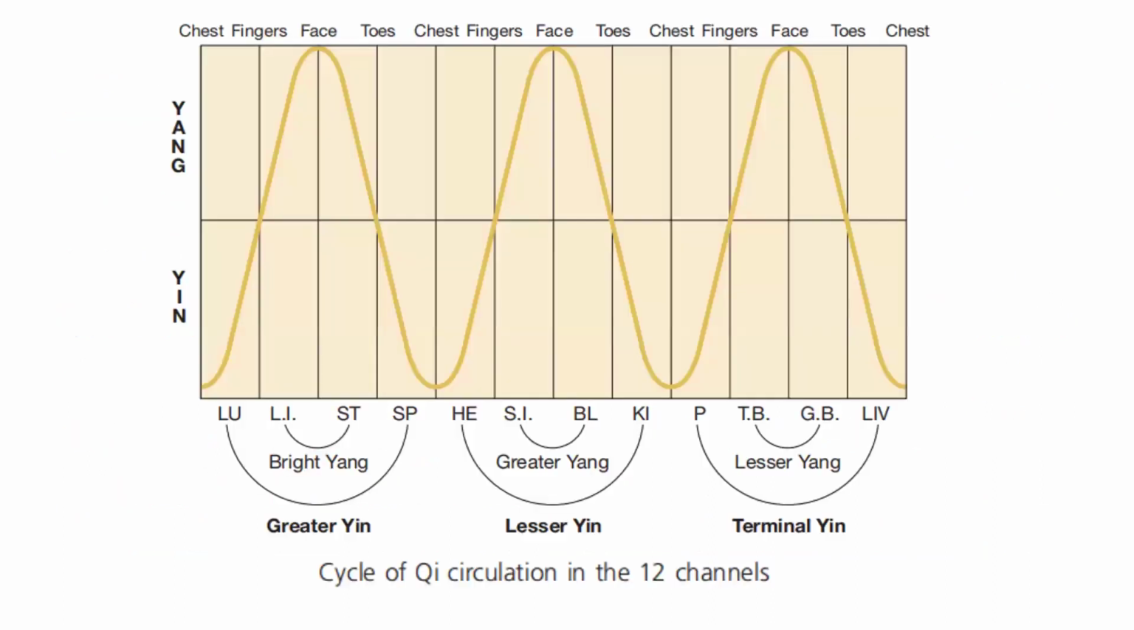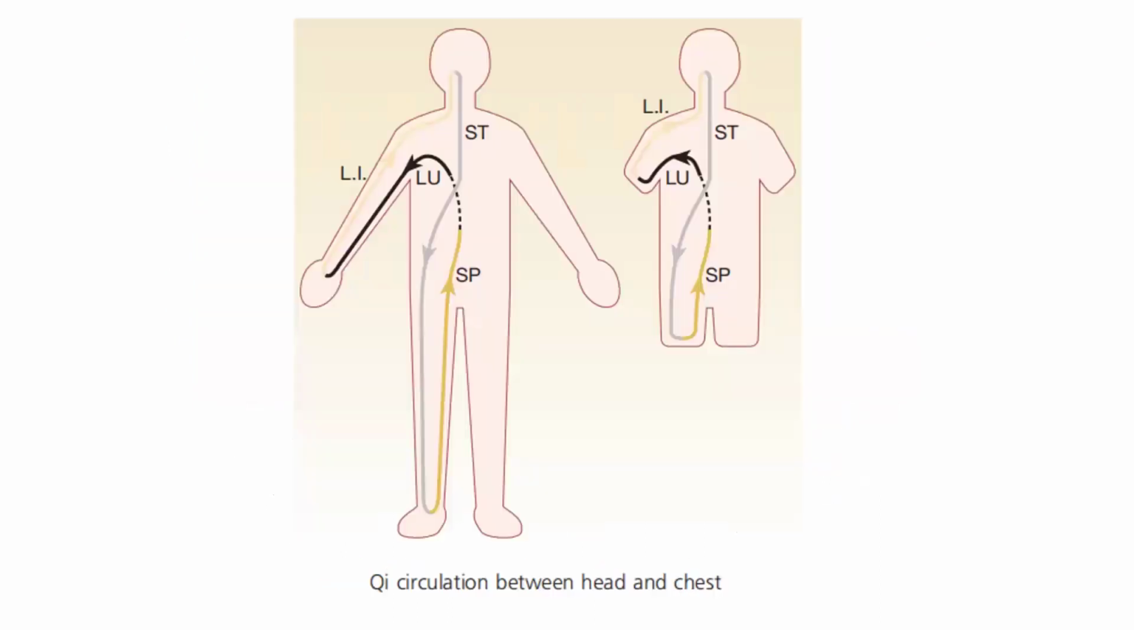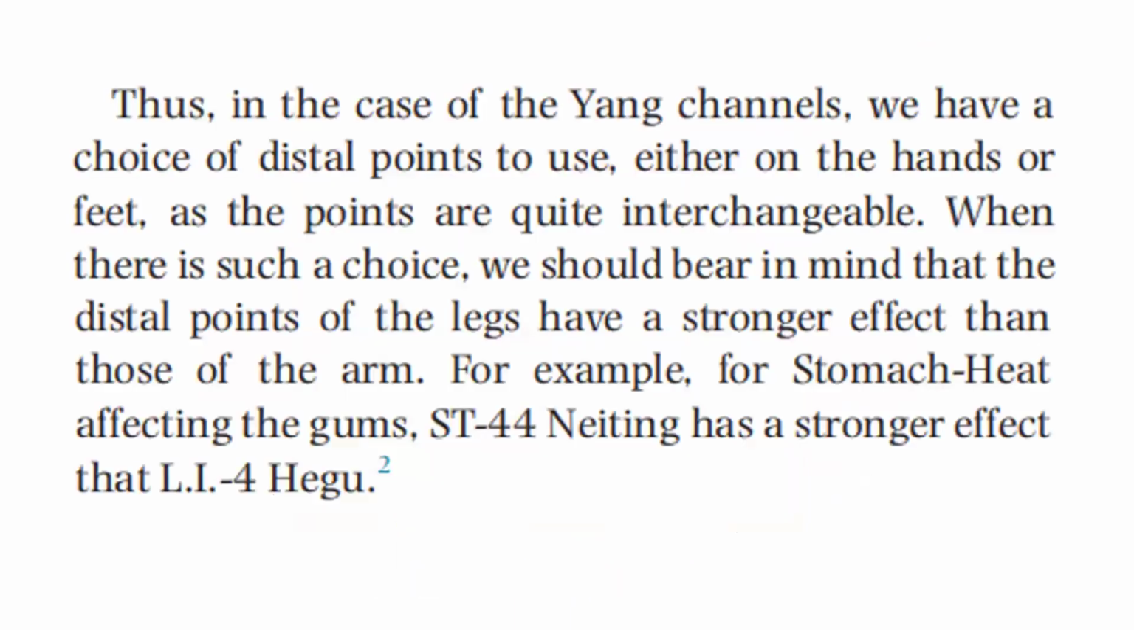So we have here the illustration of the cycle of chi circulation in the 12 channels, and here, the chi circulation between the head and the chest. As illustrated, from the stomach it goes down to the spleen, then back to the lung, and goes to the large intestine and back to the stomach. Thus, in the case of the yang channels, we have a choice of distal points to use, either on the hands or feet, as the points are quite interchangeable.